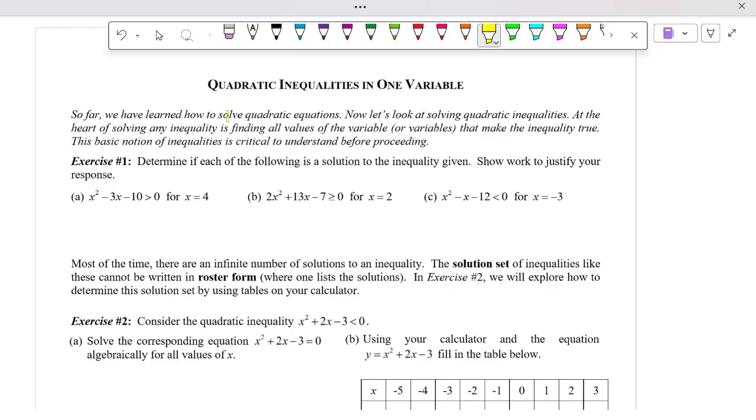So far we have learned how to solve quadratic equations. All right. So now we're going to solve quadratic inequalities. There's not much difference between solving quadratic equations and solving quadratic inequalities. You still solve a quadratic inequality like you would a quadratic equation, except your answer is going to obviously have a less than, greater than, less than or equal to, or greater than or equal to in it.